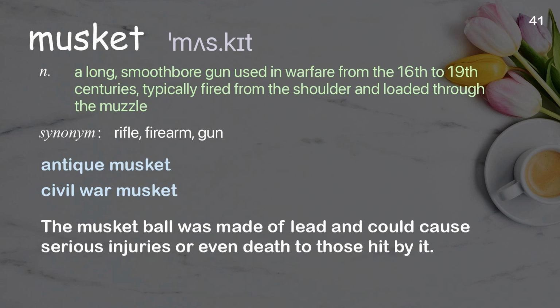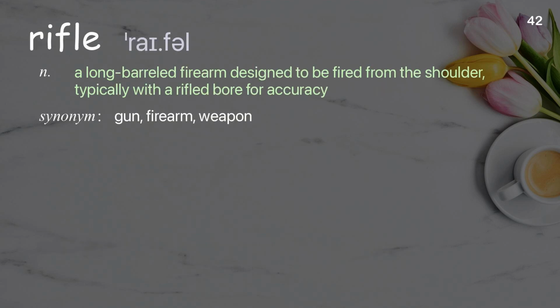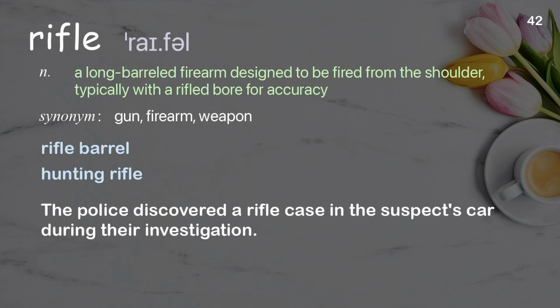Rifle. A long-barreled firearm designed to be fired from the shoulder, typically with a rifled bore for accuracy. Examples: Rifle barrel, hunting rifle. The police discovered a rifle case in the suspect's car during their investigation.